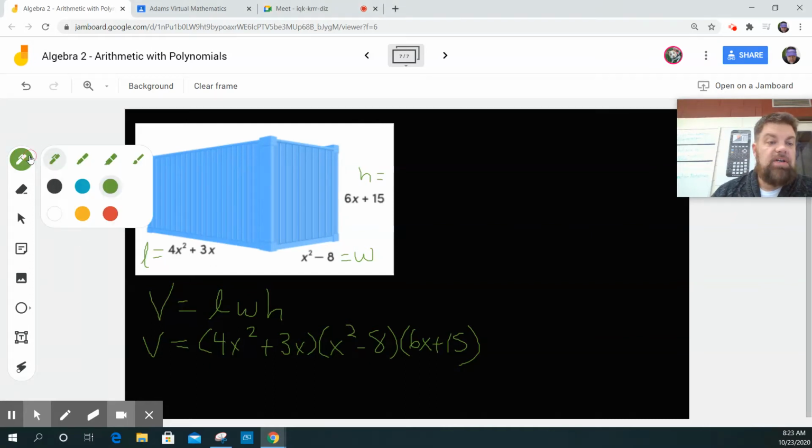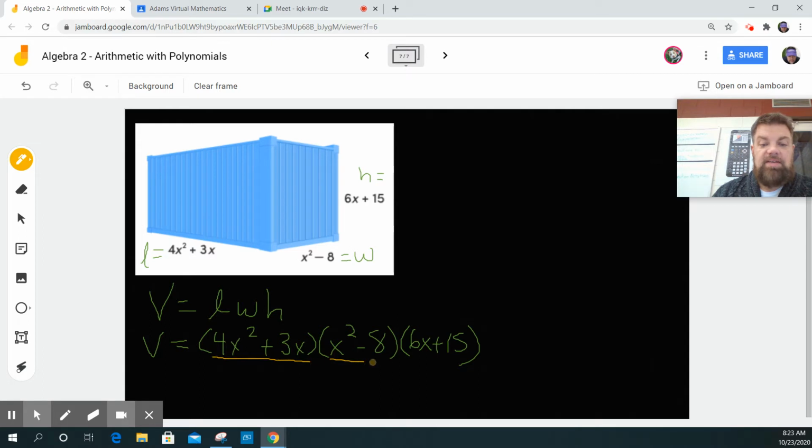So the first thing I'm going to do is take this and multiply it together. So I'm just going to do my 2 by 2 grid, and I'm going to say 4x squared plus 3x times the quantity x squared minus 8.